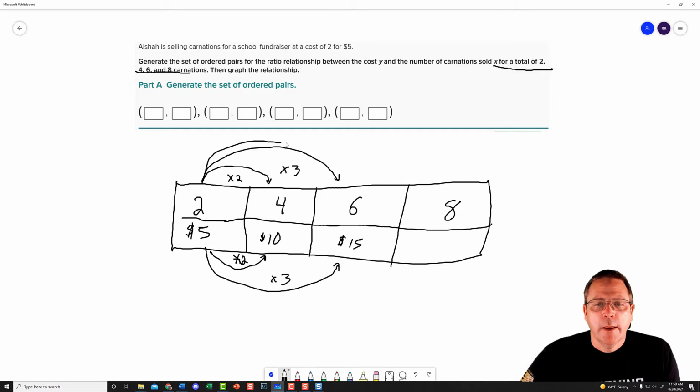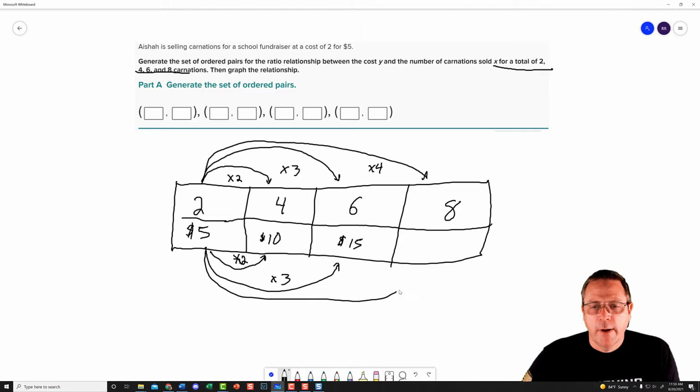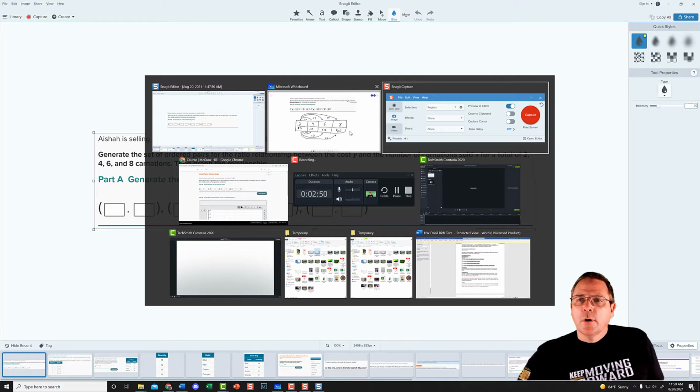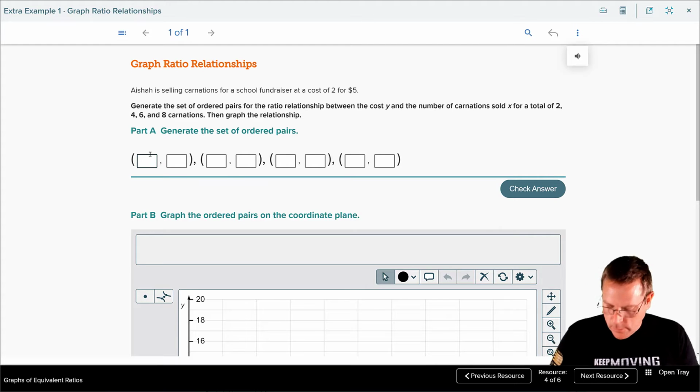And finally, I have 2 times what number is going to be equal to 8? That, of course, is going to be 4. So 5 times 4 is going to be what over here? And that's going to be 20. So now I have got my 4 ordered pairs. I've got 2 to 5, 4 to 10, 6 to 15, and 8 to 20. So we're going to go back to our computer page, and we're going to put in our answers.